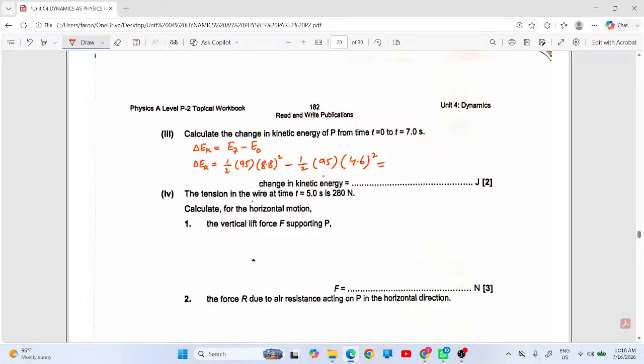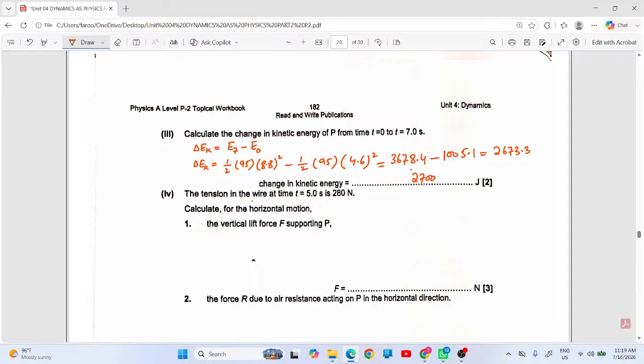So 0.5 multiplied by 95 multiplied by 8.8 squared gives 3678.4, minus 1005.1. Sorry, we have to subtract. The result is 2673.3, which is about 2700 joules.